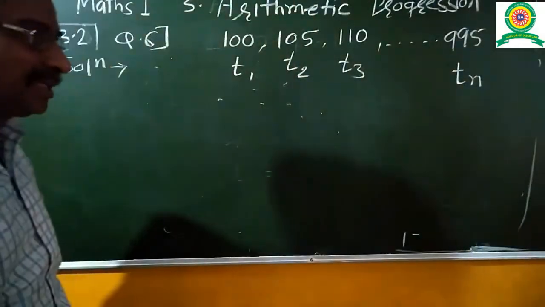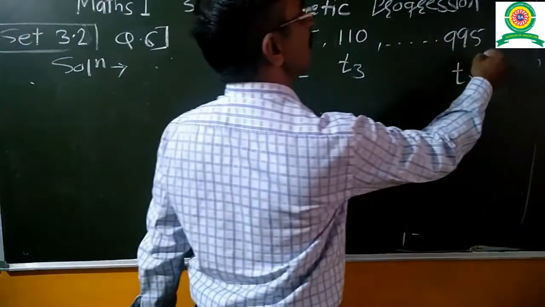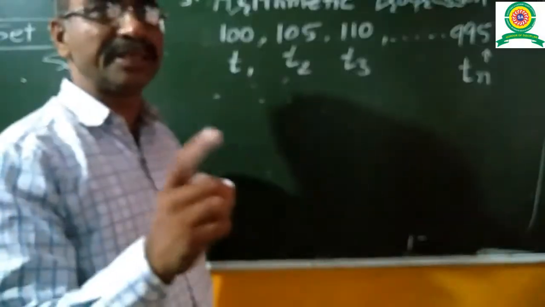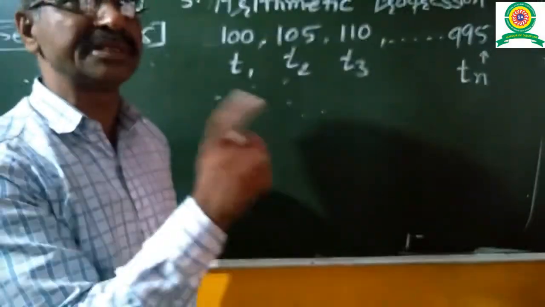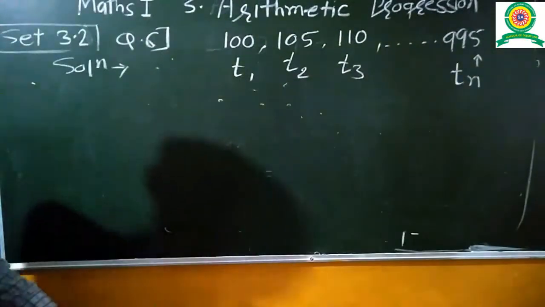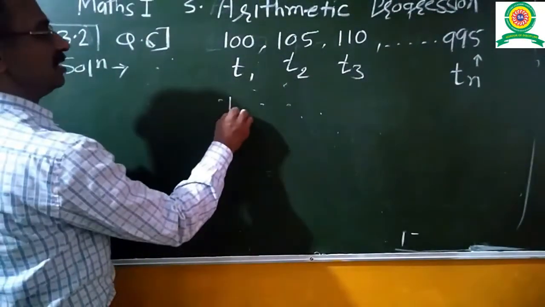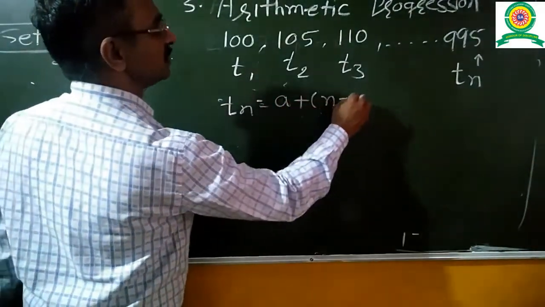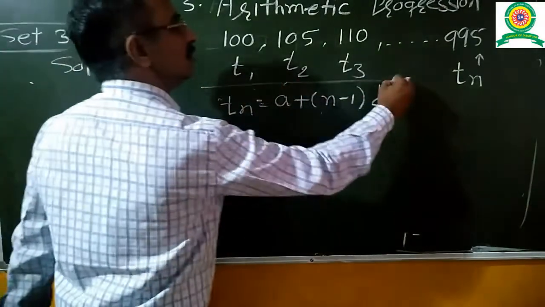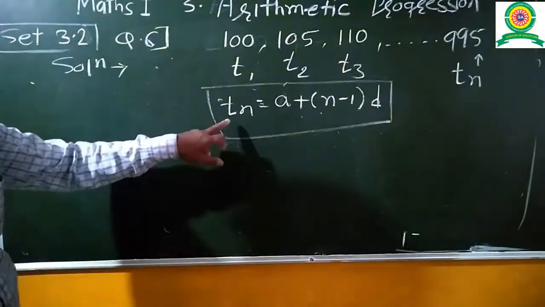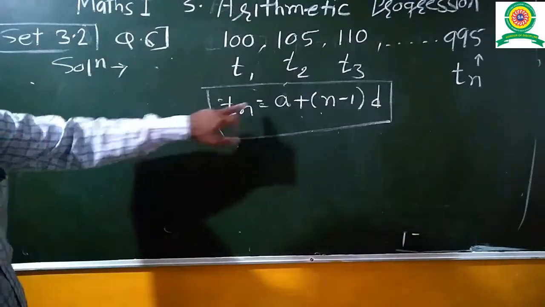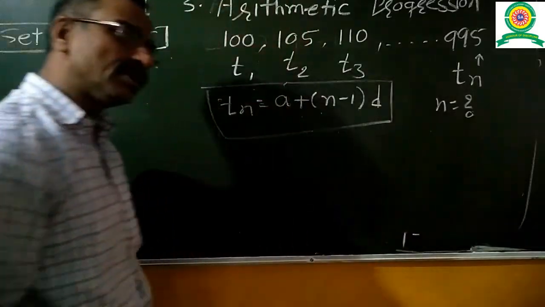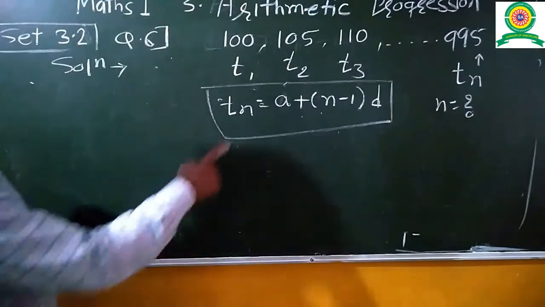So we get the value of Tn. The value of Tn is 995, because 995 is the last 3-digit number which is divisible by 5. So we are solving by using a formula again: Tn = A + (n - 1) × D. Here we do not find the term Tn, but the value of n. How many terms? We want to find the value of n.